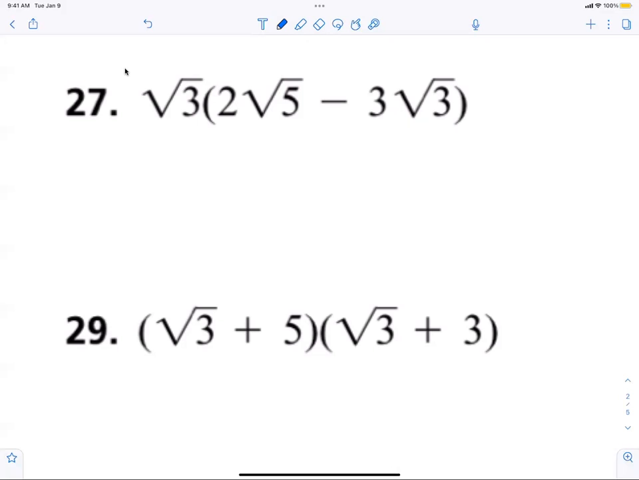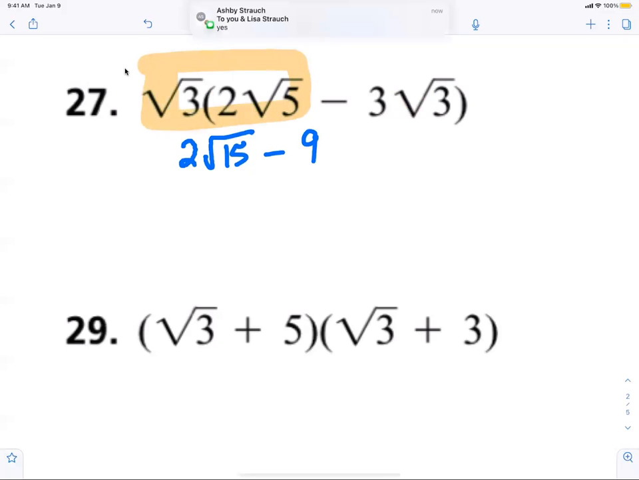All right, let's go. Tell me. 2 radical 15 minus 9. Who taught you this? Wow, that's very good. I mean, it's really simple. Now, I feel like everybody can get this one. I just feel like that's the easy one.